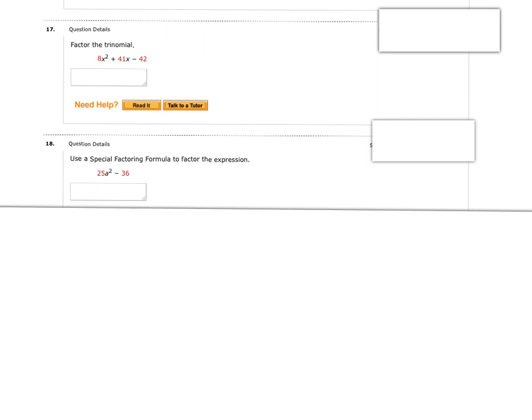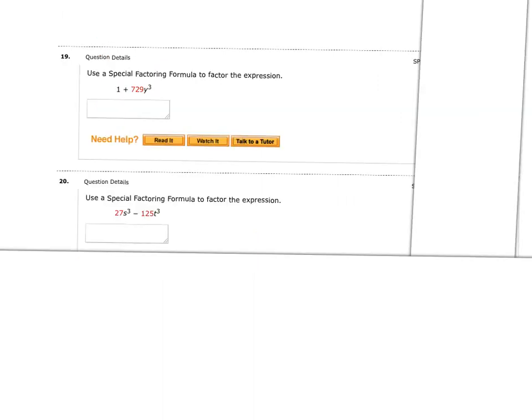All right, so then next up, number 18. So for this one, it's a special factoring formula. This is the difference of perfect squares, so that's just two small parentheses. We square root kind of everything, so 5a and 6 and 5a and 6, and then we have 1 plus and 1 minus. It doesn't matter the order.